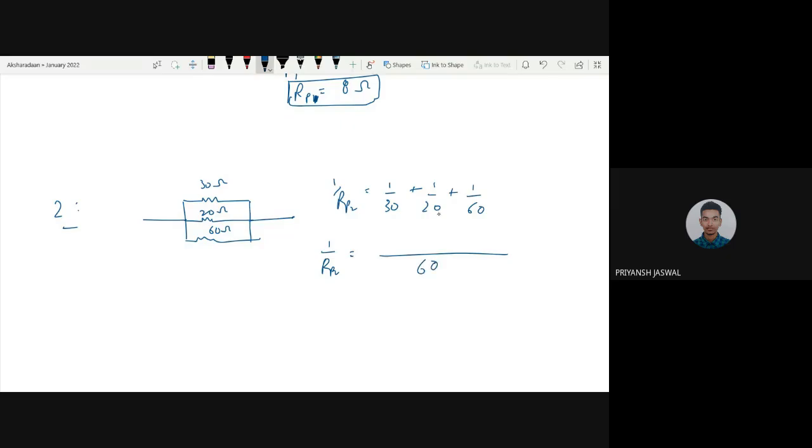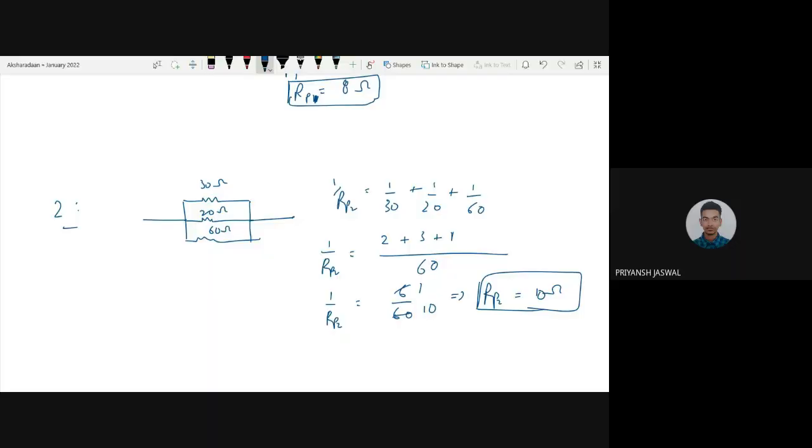Similarly, for the second one, there are three resistances this time. 30, 20, and 60. So 1 by RP2 becomes 1 by 30 plus 1 by 20 plus 1 by 60. 1 by RP2 becomes, over 60, that is 2 plus 3 plus 1. 1 by RP2 becomes 2 plus 3, 5 plus 1, 6 by 60. And the 6 times 10 is 60, this implies that RP2 is equal to 10 ohm.